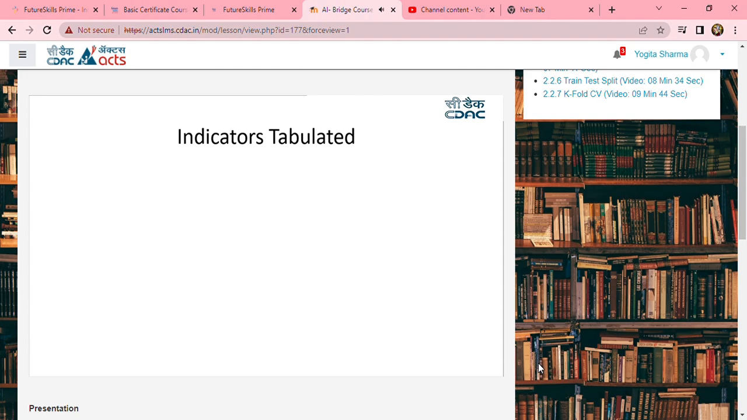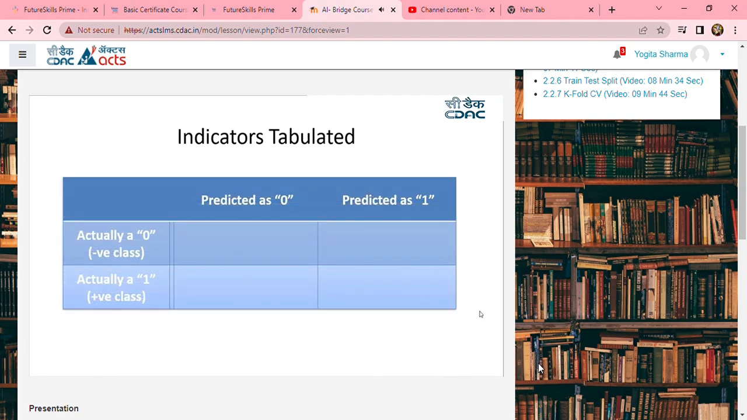The values which we have tabulated are called by a certain name. Usually, 0 is many times treated as a negative class and 1 is many times treated as a positive class. So 0 means negative and 1 means positive, henceforth we will be calling them that. So if any value is actually negative, actually 0, and it is predicted also to be 0, it will be called true negative.